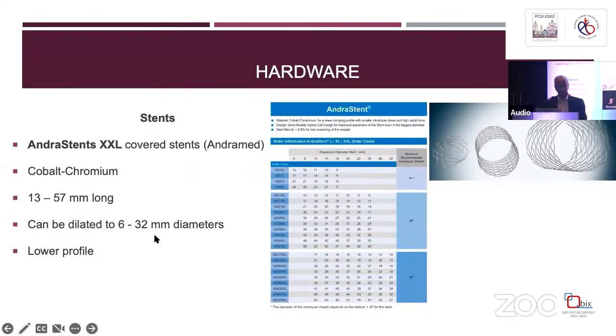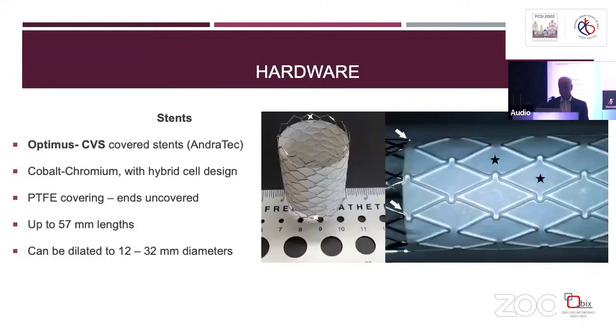It can be dilated up to 32 millimeters diameter and has a lower profile. But it's really the larger end which may cause a problem in terms of length, because the 57 millimeter long stent will shorten inevitably at the larger diameters, and therefore there will inevitably be a need for additional anchoring stents.